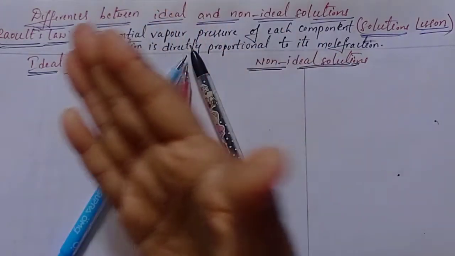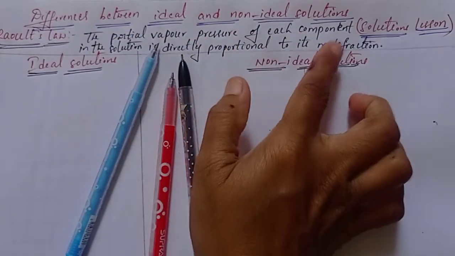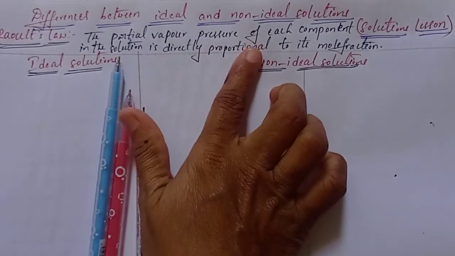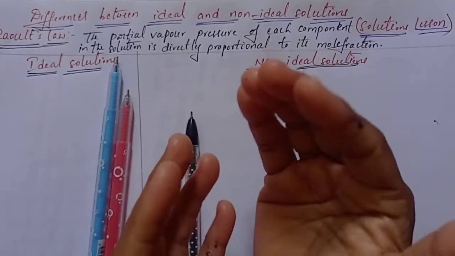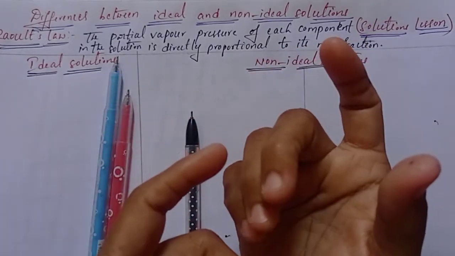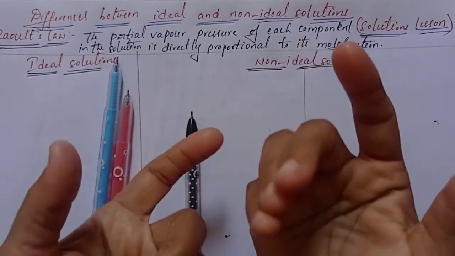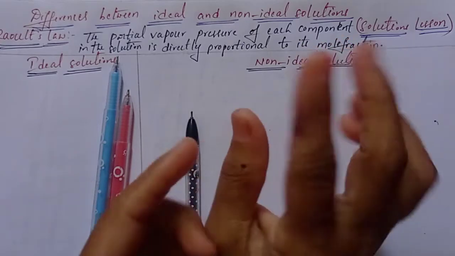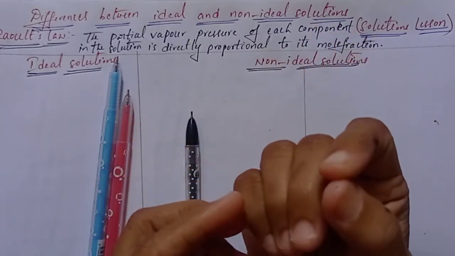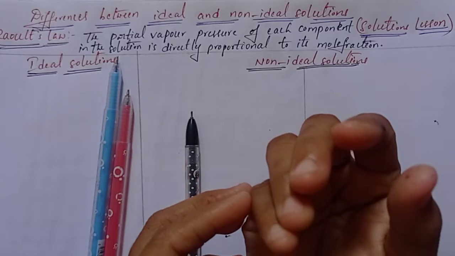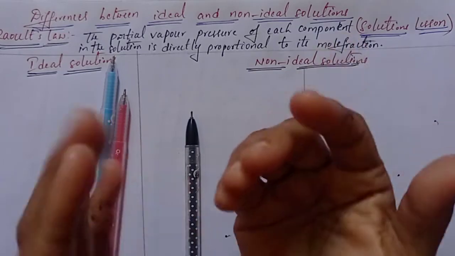Okay students, so first of all, what is Raoult's law? Raoult's law means the partial vapor pressure of each component in the solution is directly proportional to its mole fraction. Correct? So for example, I am taking the solution of two volatile liquids. In a binary solution two components will be there, solution 1 and solution 2. The partial vapor pressures of the two components are directly proportional to their mole fractions. So that is Raoult's law.